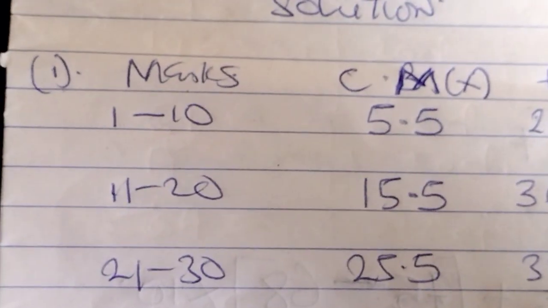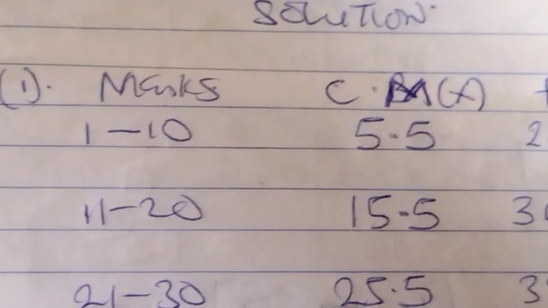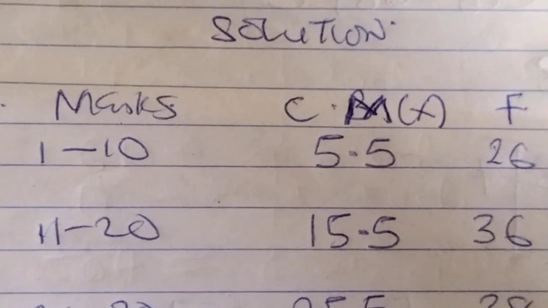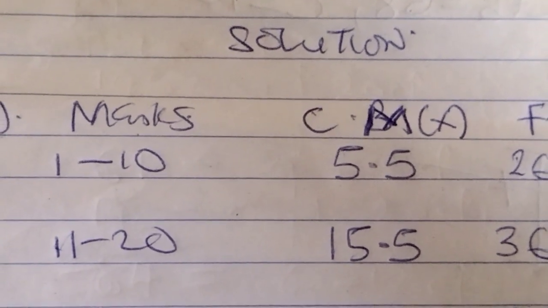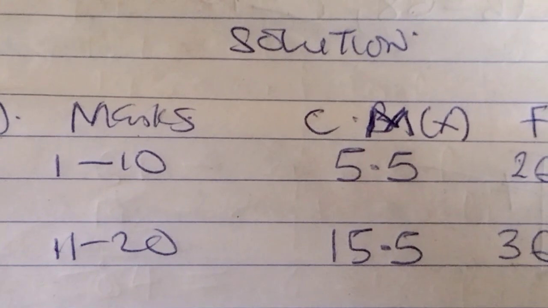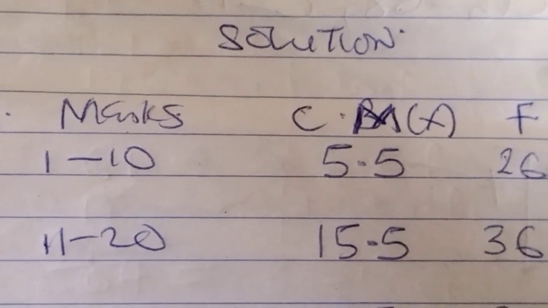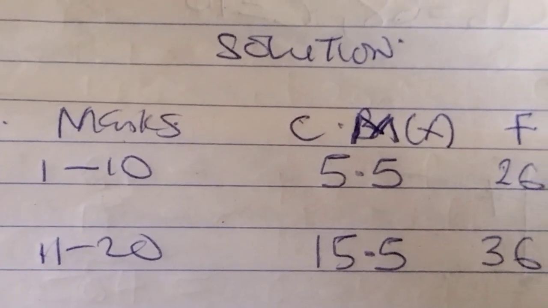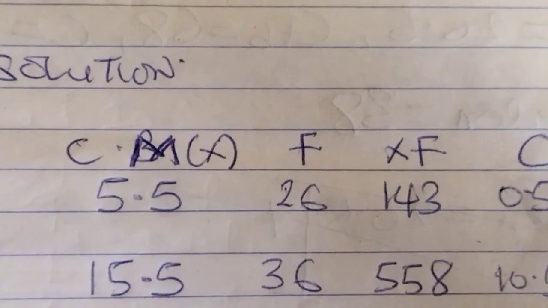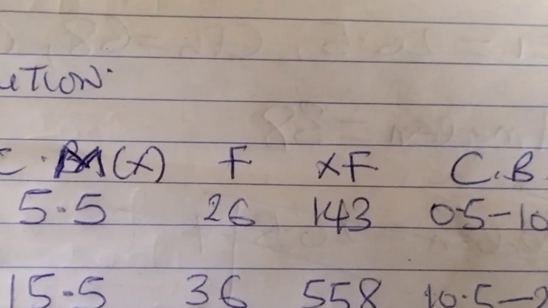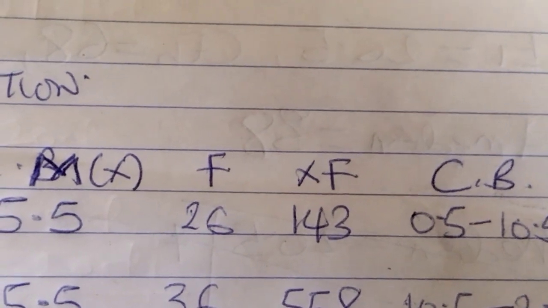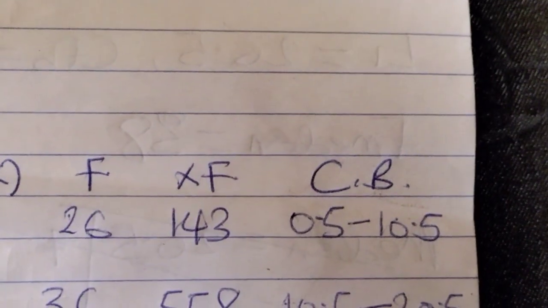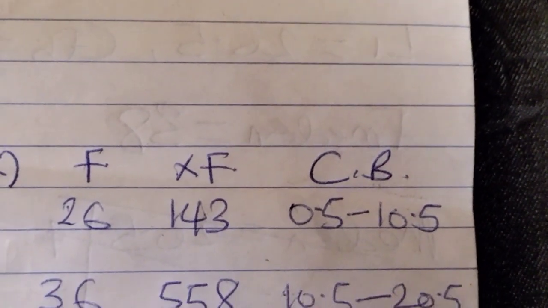We have the mark 1 to 10, then the class mark, which you call x, is 5.5. You get 5.5 by adding 1 and 10 and dividing by 2, the lower boundary and the upper boundary divided by 2. So 1 plus 10, 11 divided by 2 gives 5.5. Frequency is 26. Then xf, that is 5.5 times 26, gives us 143. Then the class boundary is 0.5 to 10.5.